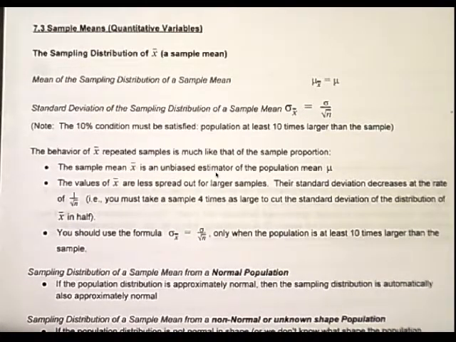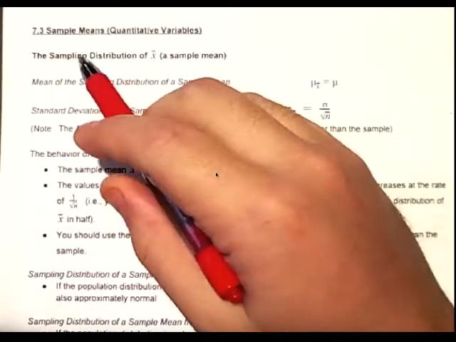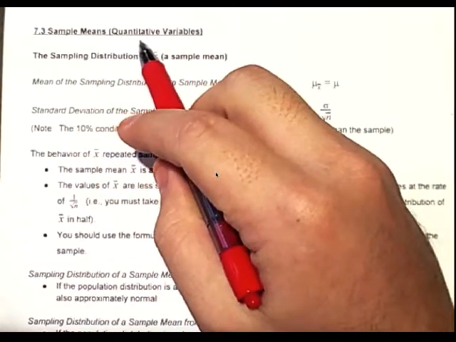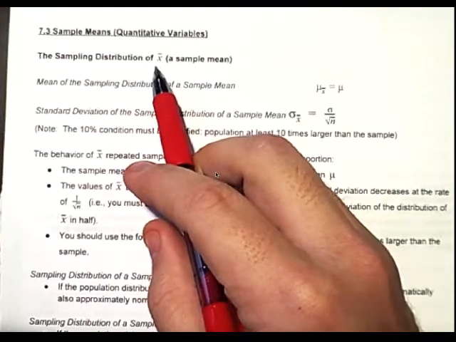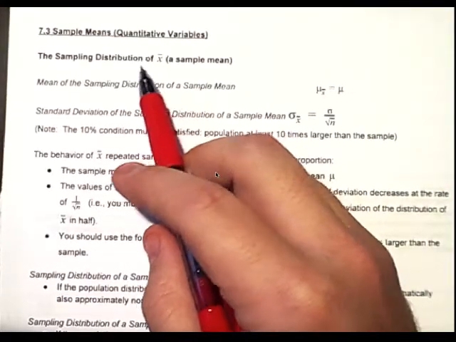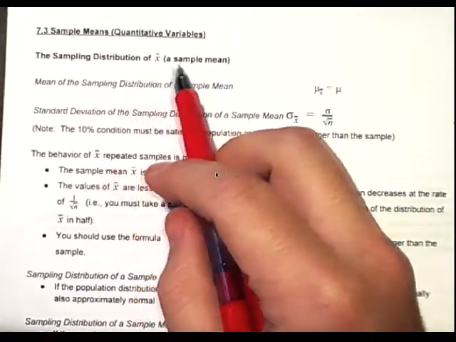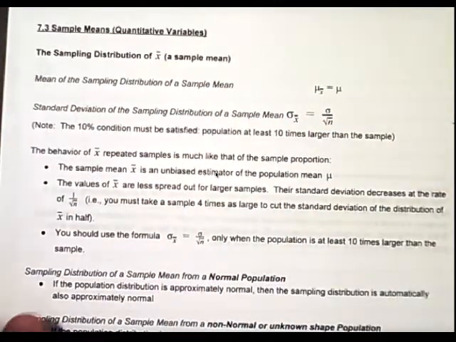This is note card 7.3. It says sample means for quantitative variables. The sampling distribution of X bar. So we're looking at the sampling distribution of sample means. So just a quick review of what a sampling distribution is.